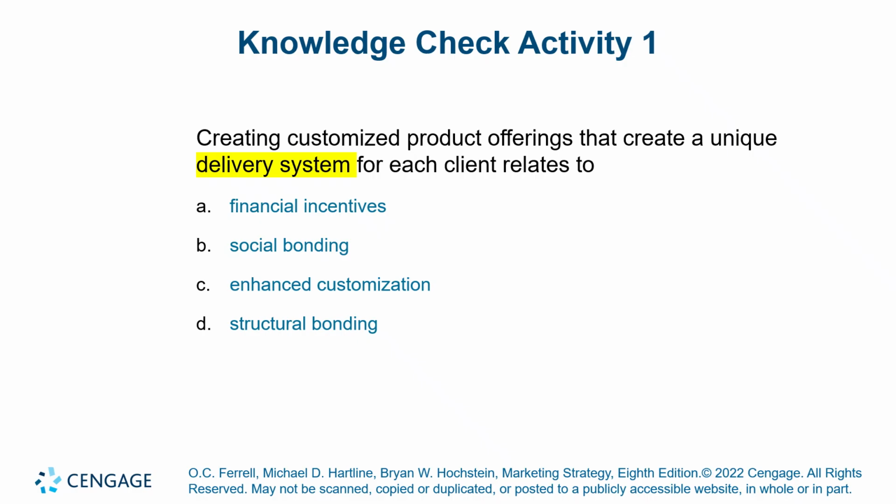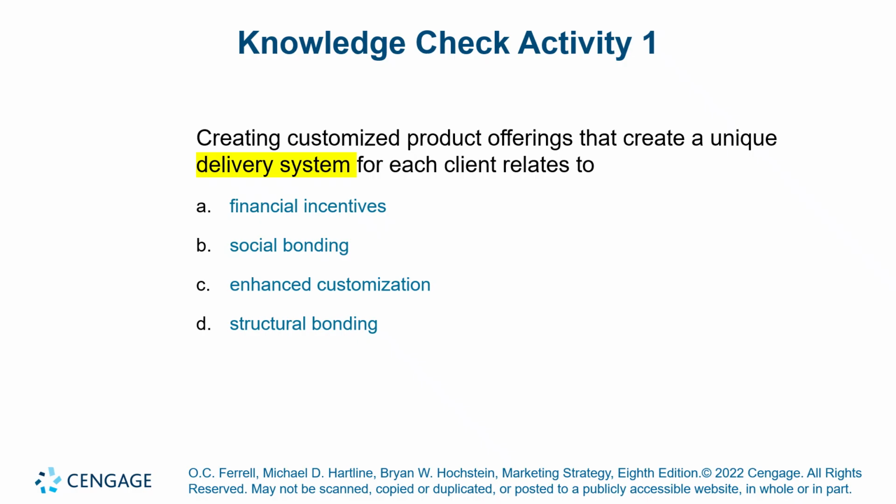Pop quiz, check your knowledge. Creating customized product offerings that create a unique delivery system for each client relates to what? Is it financial incentives, social bonding, enhanced customization, or structural bonding? I want you to pause for a minute, think it through, and then continue.